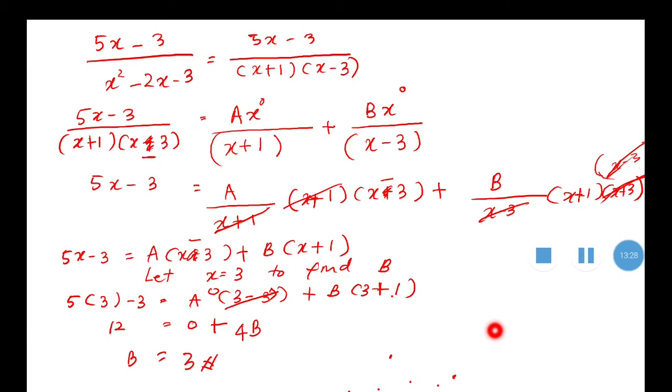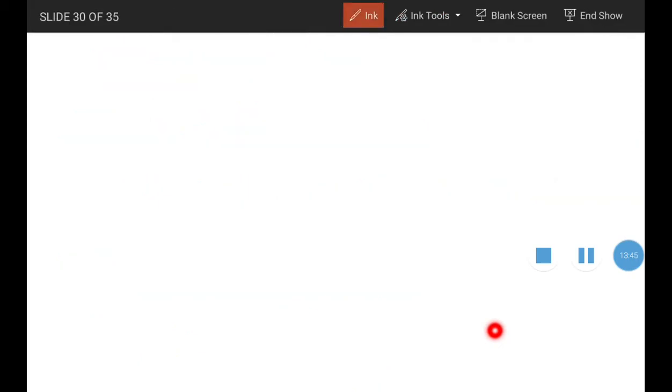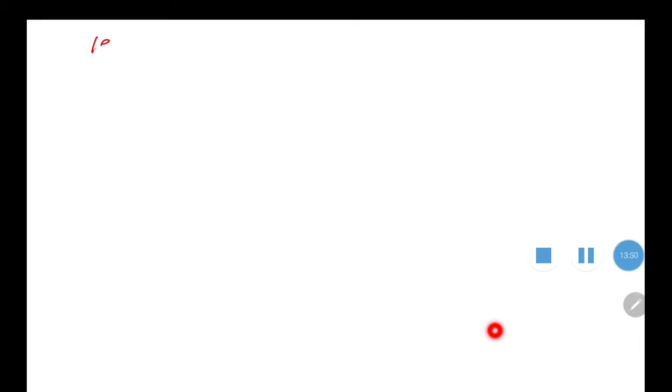Let's find a. So how to find a? I hope when you are listening to my lecture, you have written down the lecture note or the calculation also, because I'm going to erase this. So to find a, we let x equal to minus 1. To find a, why do we choose minus 1? Okay, let's see later.